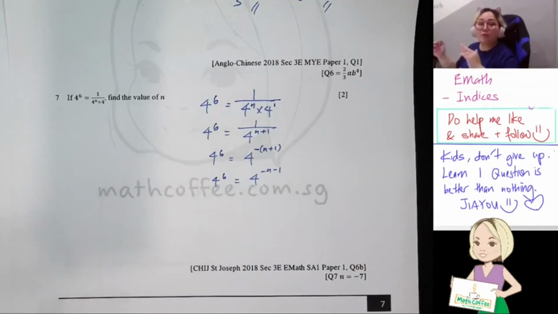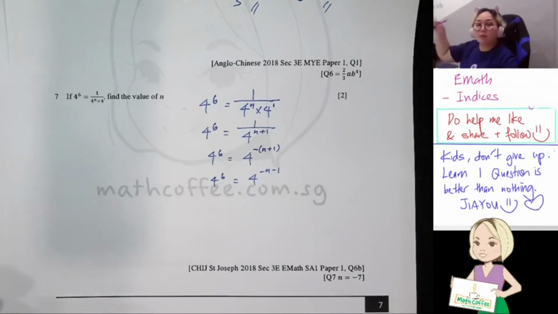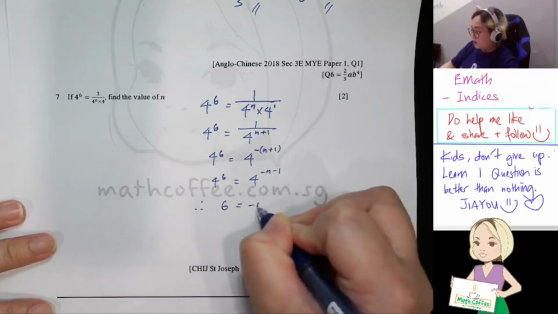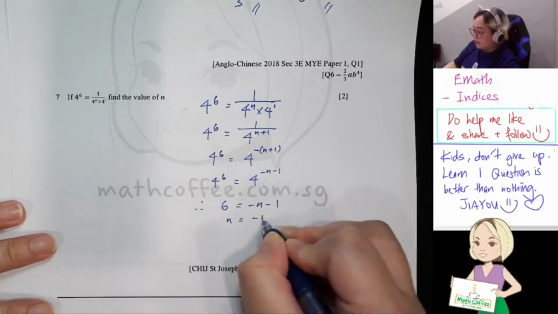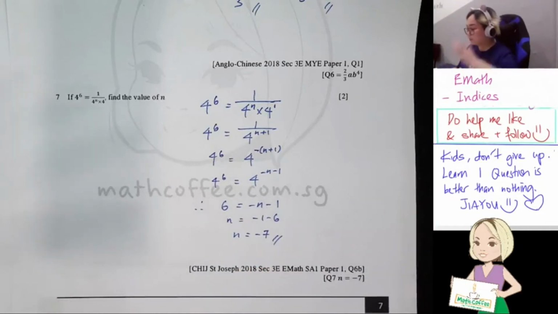Of course, the common mistake is that students bring it up and write 4 to the power of minus n plus 1. They never multiply the plus 1 with the negative 1, then they get it wrong. Now I remove the base 4, so I get 6 equals minus n minus 1. Bring this over, so n equals minus 1 minus 6. My n is equal to -7. Okay?